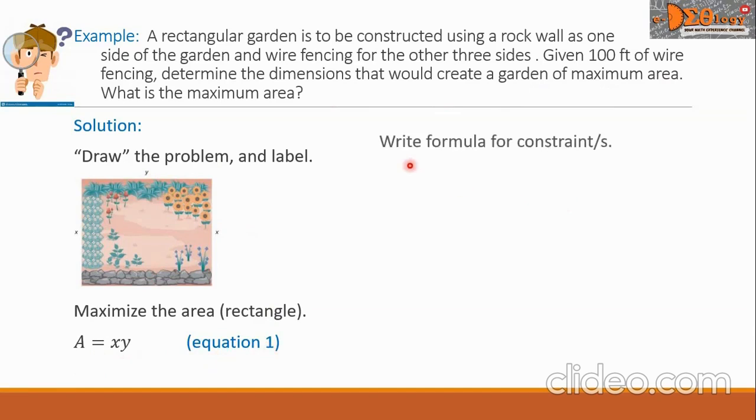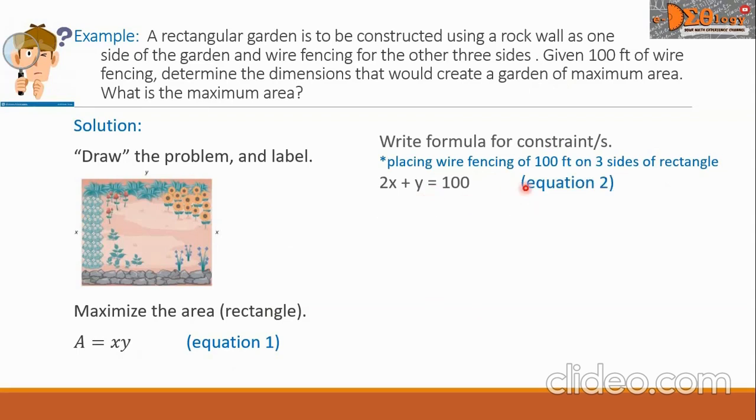Next, we're going to write the formula for the constraint. In the problem, we're going to place wire fencing of 100 feet on three sides of the rectangle. So we write here 2x plus y equals 100. This equation is regarded as equation 2.